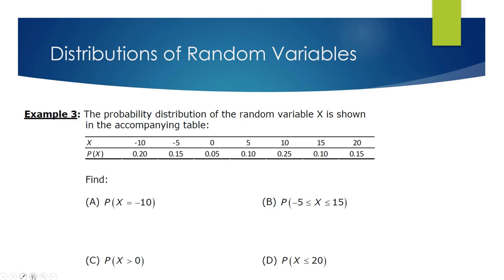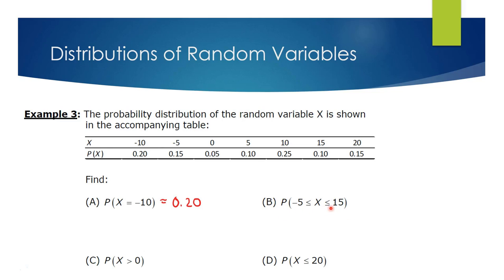So if I look at this table, I could see that the probability that x equals -10 is right here, just from this piece of data right here. So no surprise that that's going to be 0.20.